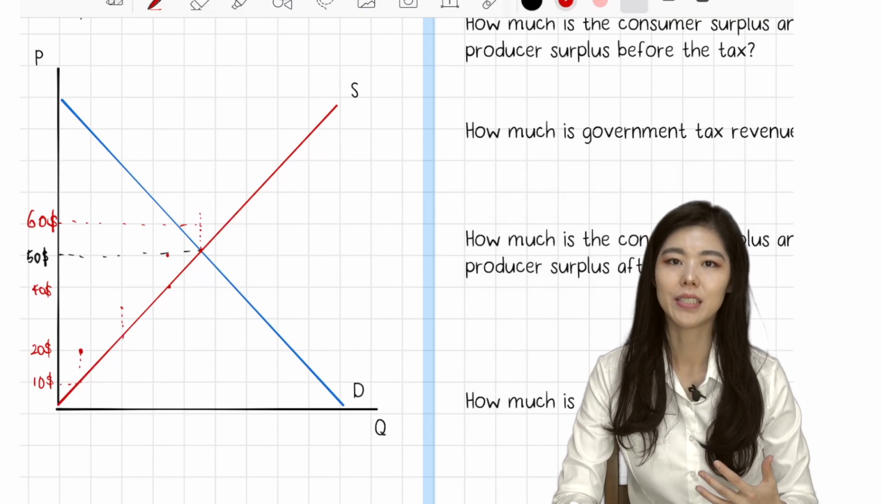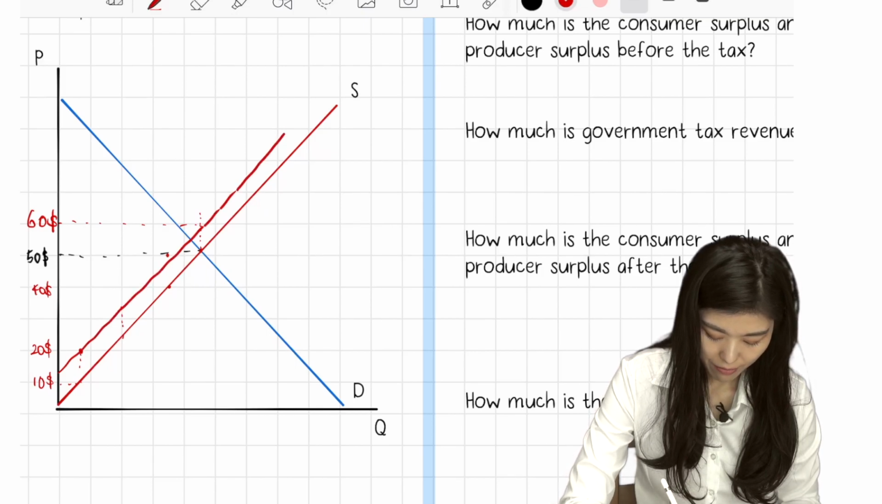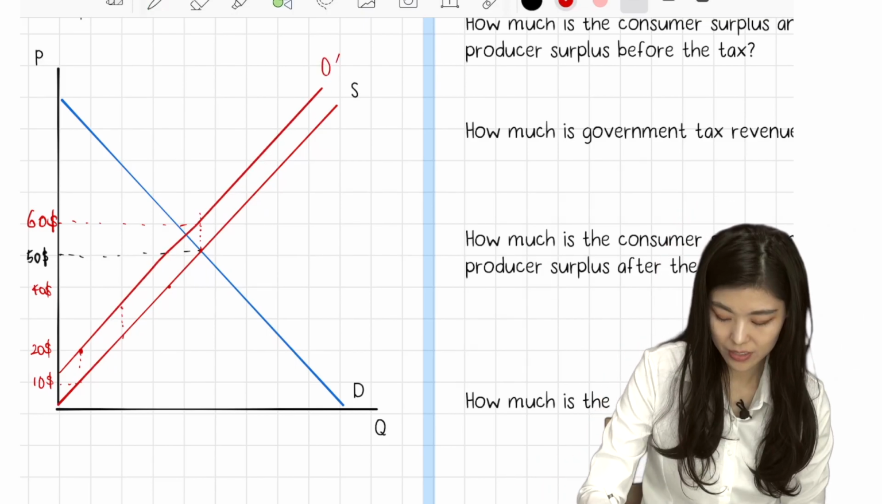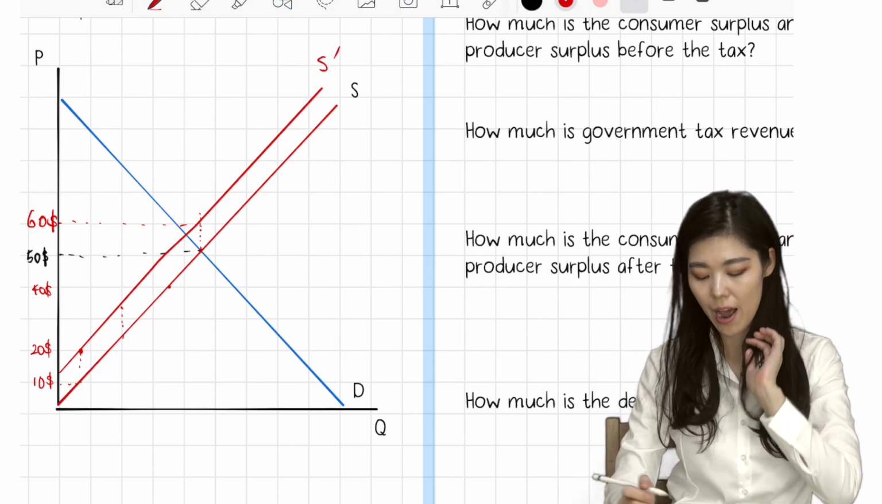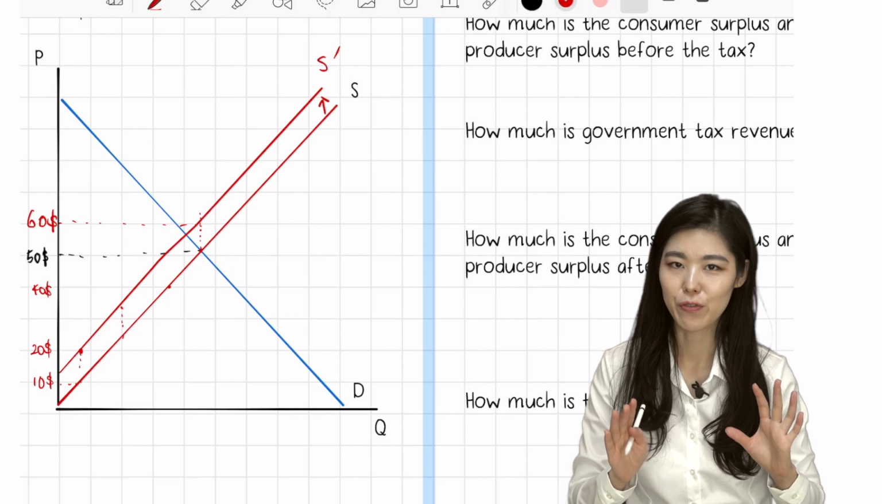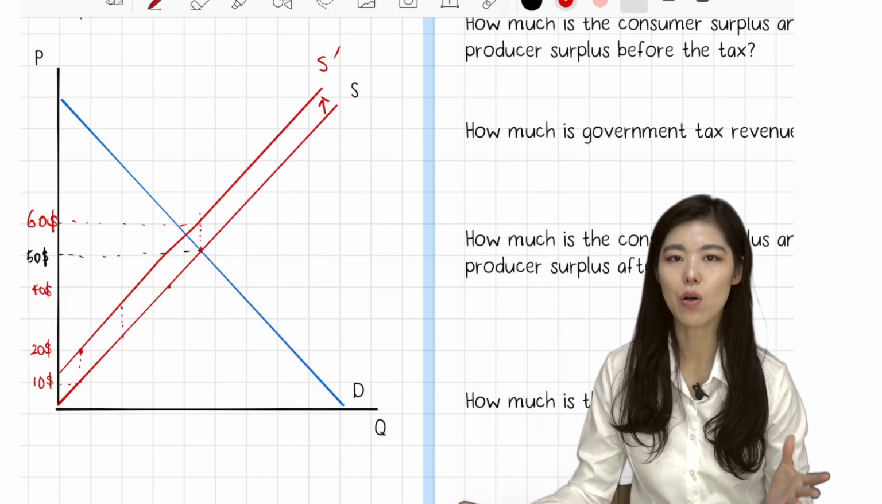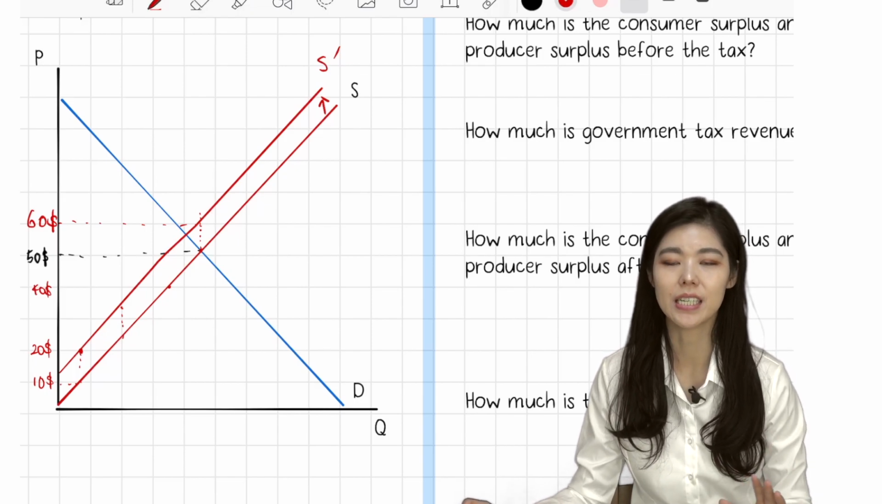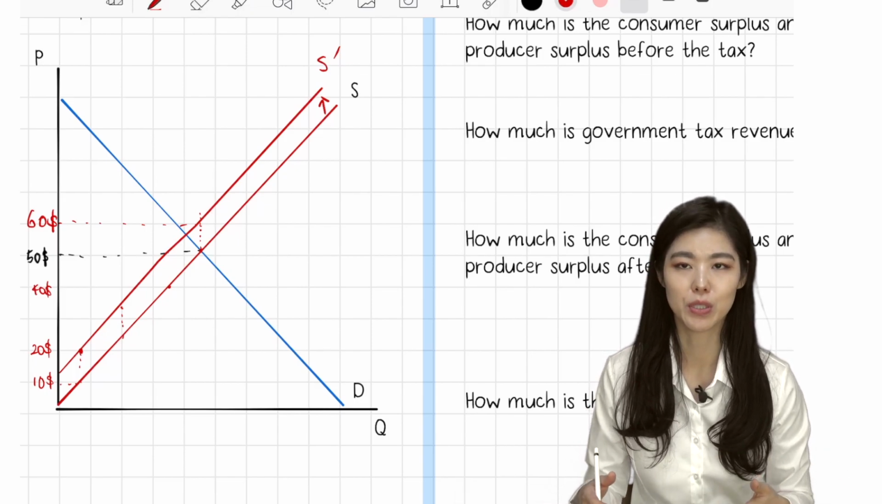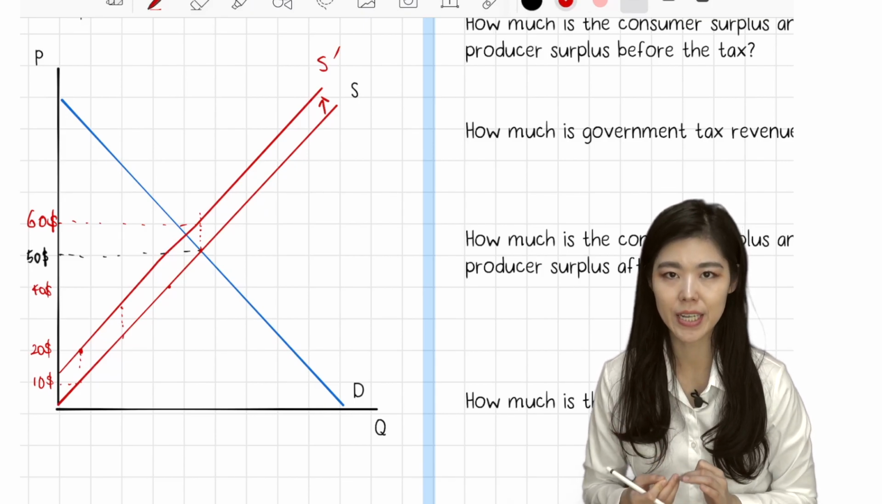So draw an imaginary supply graph that shifted to the left. Like this. This is the new supply curve. This is not the real supply curve, we're just imagining a new supply curve. Now what they will ask you in the question is how much price the consumers will be paying after tax and how much the suppliers will be receiving after the tax.